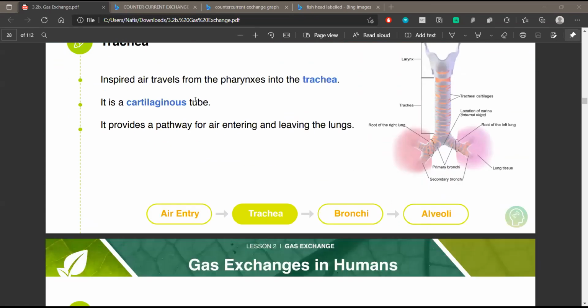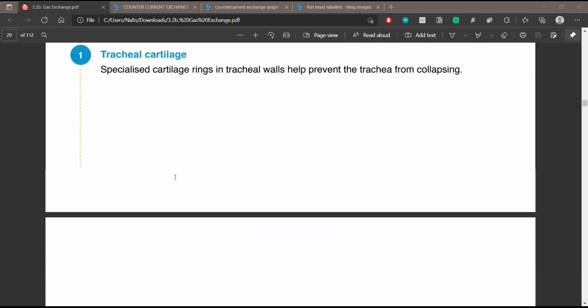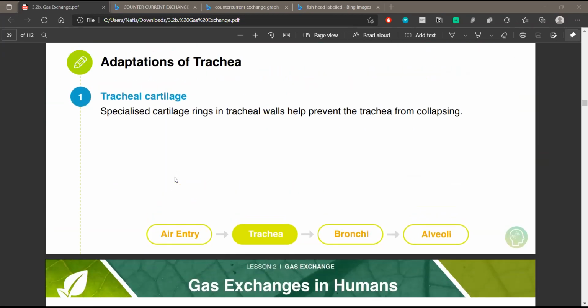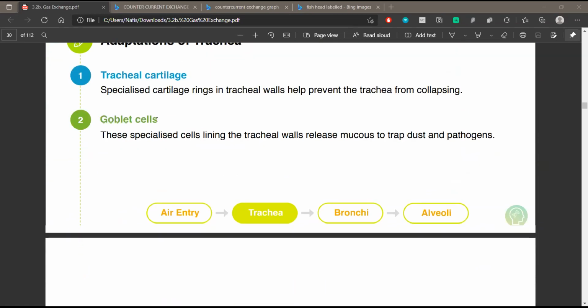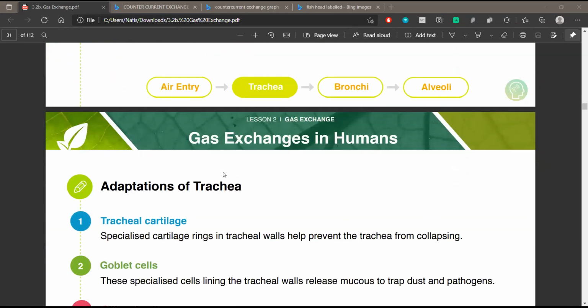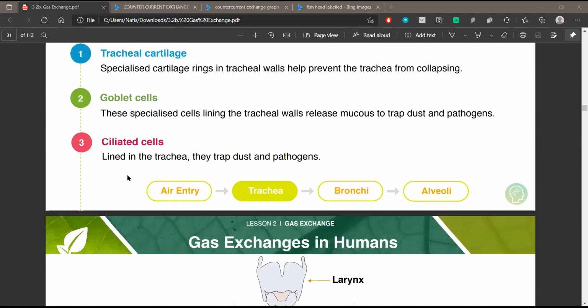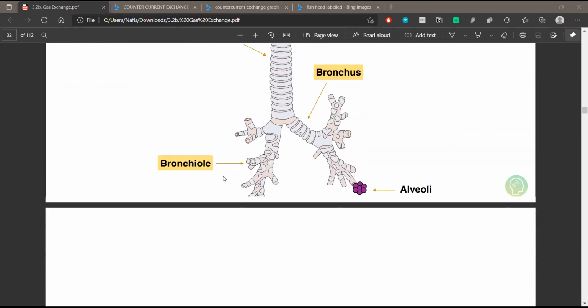Then the trachea, a cartilaginous tube, which provides a pathway for air entering and leaving the lungs. There are tracheal cartilages along this tube, which prevent the trachea from collapsing. Goblet cells release mucus. Ciliated cells help trap dust and pathogens.